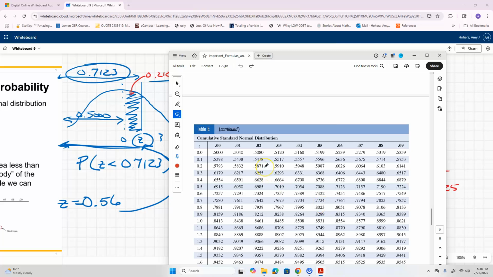Okay, so I've got .5120, I think is the biggest one, or the closest one. 5160 would be further away, 5080 would be further away, you got 5120. So if I go over and up, I've got 0.03. So my z-value is 0.03.